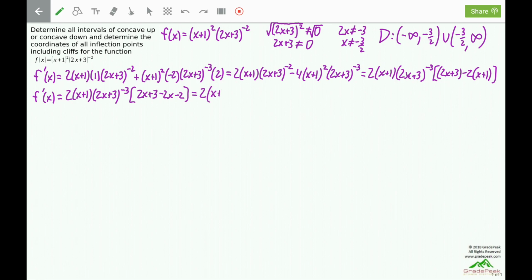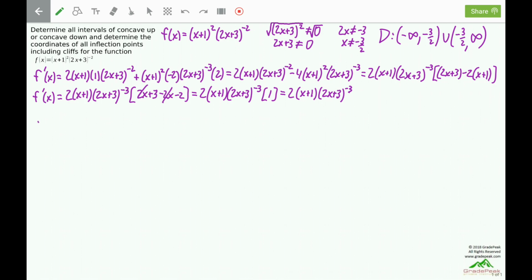So we have 2 times x plus 1 times 2x plus 3 to the negative 3. And then in square brackets, the like terms can combine. The 2x and the negative 2x will cancel, and then 3 minus 2 is a 1. That 1 can move out front with the 2, and it'll be 2 times x plus 1 times 2x plus 3 to the negative 3 power.